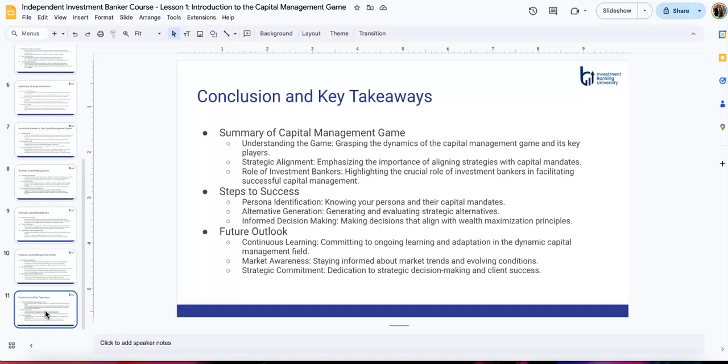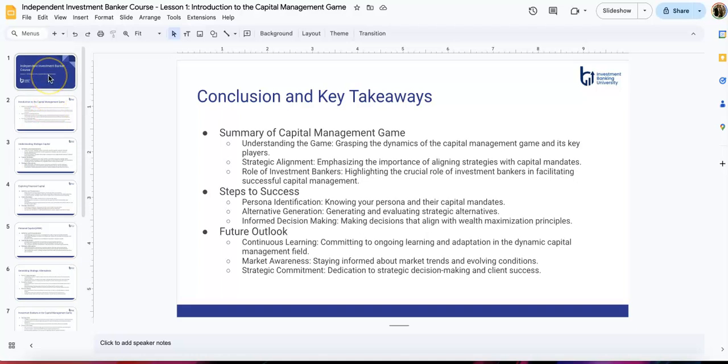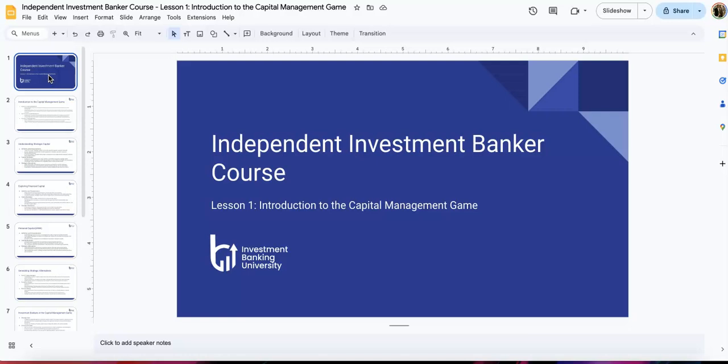So, just a summary here: in the capital management game, there are different players and different dynamics, different investment mandates, but the investment banker plays a strategic role in generating alternatives in addition to raising capital or any capital needs here.